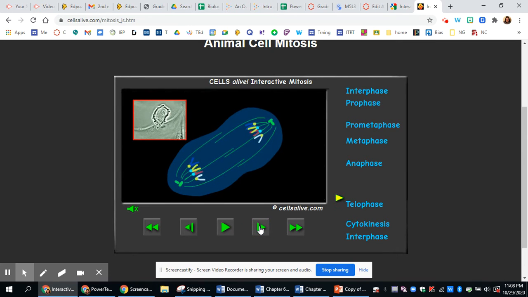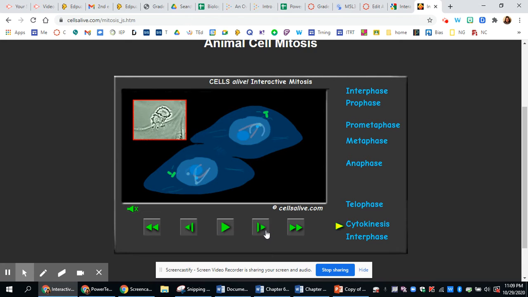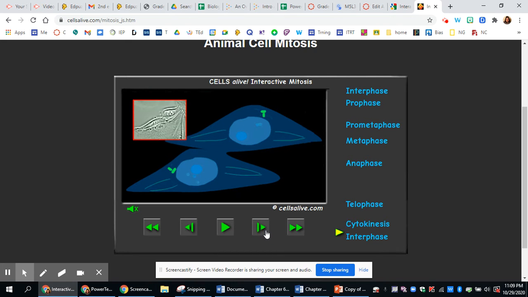We'll see them start to unravel or become less distinct. And we'll see the nuclear envelope start to reform around either end. And you can see that this cleavage furrow, or the cell, starting to pinch in until we have two separate cells at the end of cytokinesis.